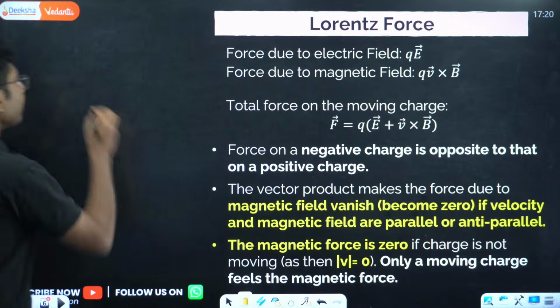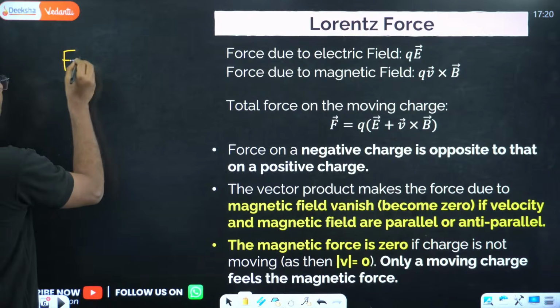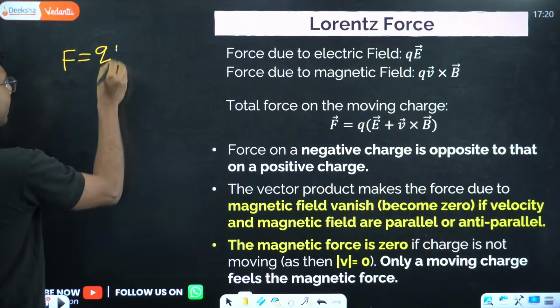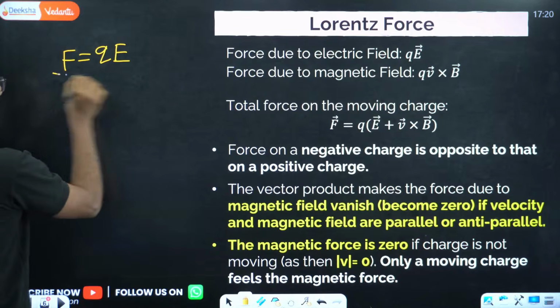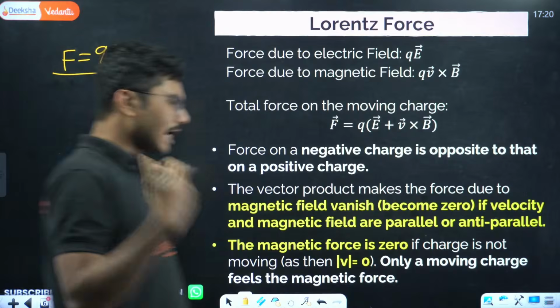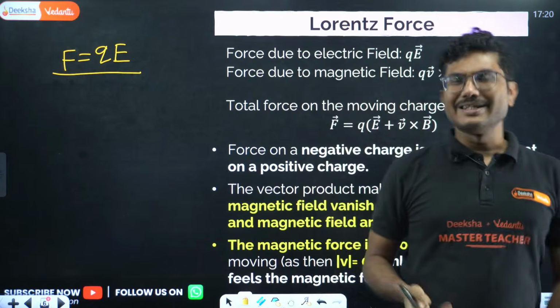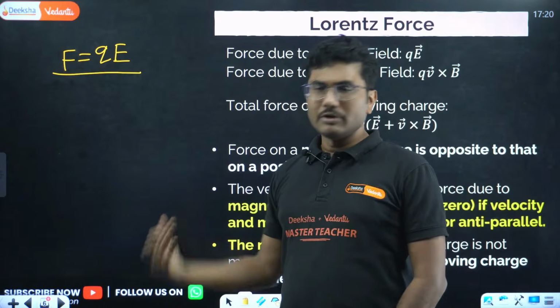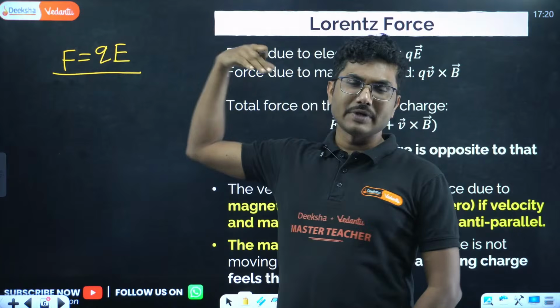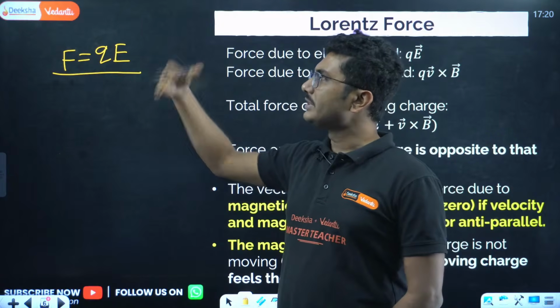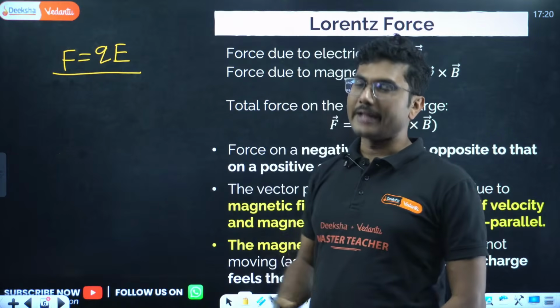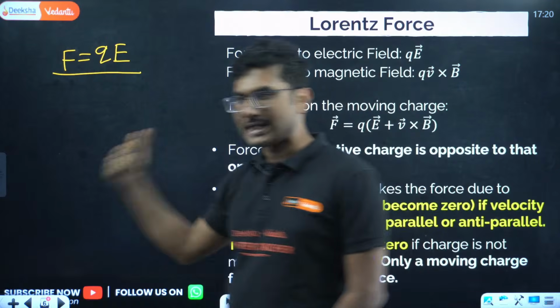If you remember the first chapter, the force acting on a charge was given by Q into E, right? That was the force on a static charge. Now if the charge is moving also, will there be any change in this force? It will not change. If there is an electric field, even if there is a moving charge, the charge will still experience this force, and the direction of this force is based on the sign of the charge.